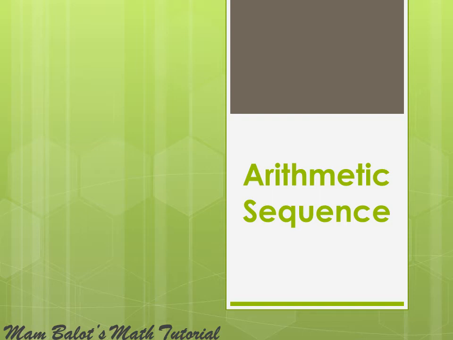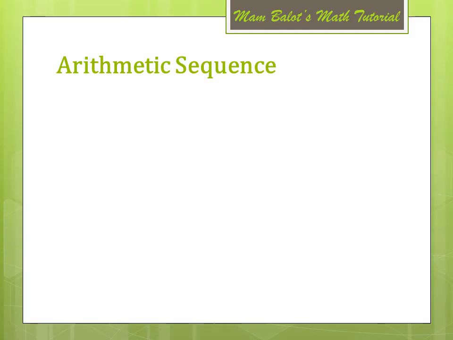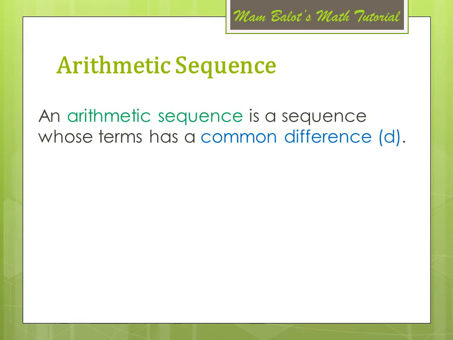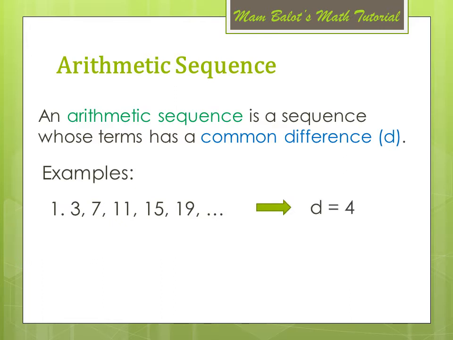This time, we will be focusing on the most simple sequence, which is what we call the arithmetic sequence. What is an arithmetic sequence? It is a sequence whose terms have a common difference, which is denoted by a variable d. For example, we have the sequence 3, 7, 11, 15, 19, and so on. As you can see, we have to add 4 to every term to get the next term. So the common difference here is 4.